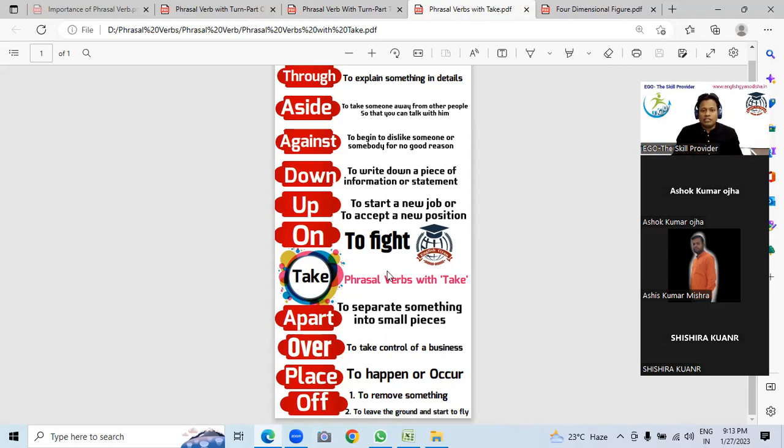Okay. And something called take apart, to separate something into small pieces. Let me give you an example. Suppose I have a mobile phone. It's not working right now. It's not turning on. So what do I have to do? I have to take it to the mobile repairing shop. So I'll go there, and then that guy has to take it apart. Take it apart means to separate something into small pieces. First he has to take off this cover, then with a screw he can take it out.